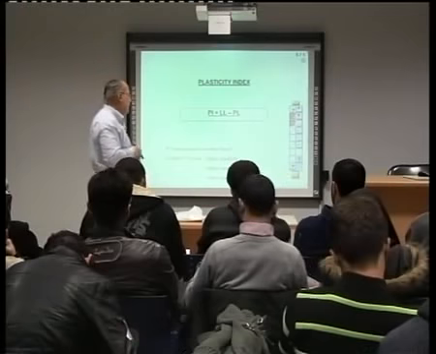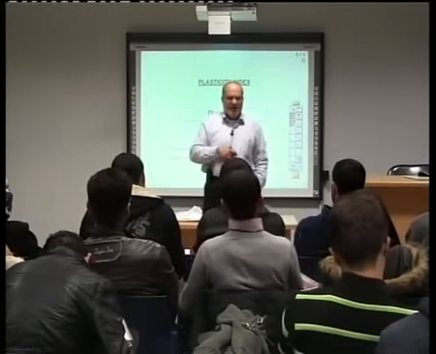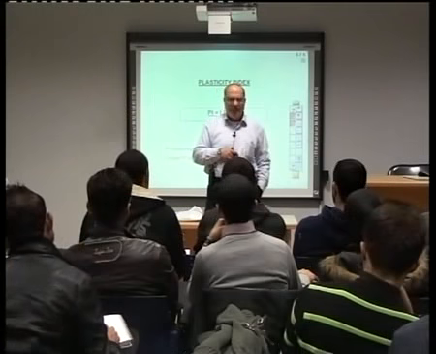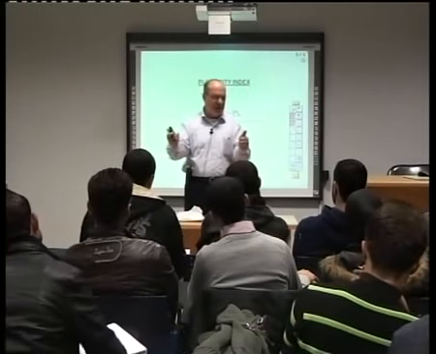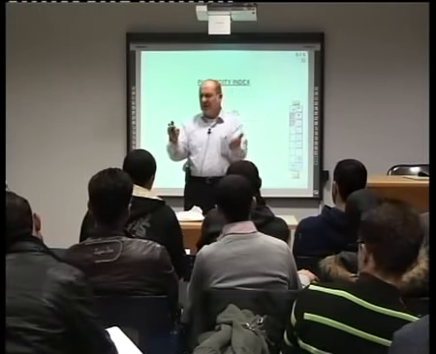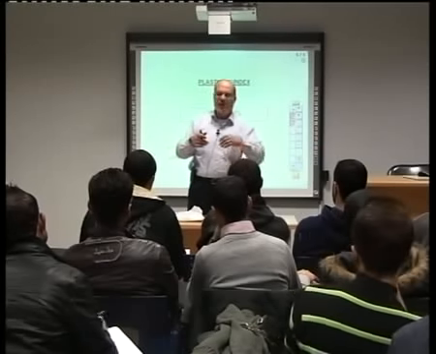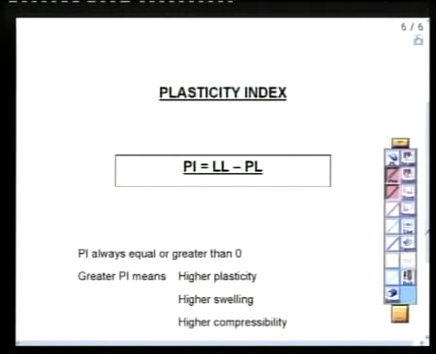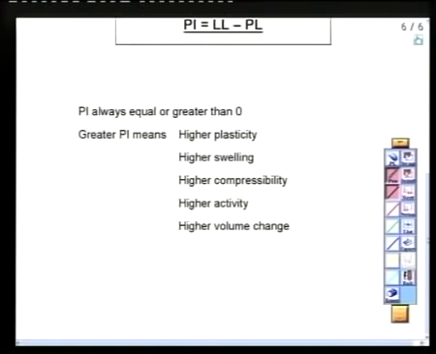Now, based on that, the minimum plasticity index that we could get is 0, right? Suppose we have 0 liquid limit and 0 plastic limit, so 0 minus 0 is 0. Suppose we have the same values, so 0. Can it be less than 0? Because the liquid limit is always greater than the plastic limit, as we just said, PI is always equal to or greater than 0.